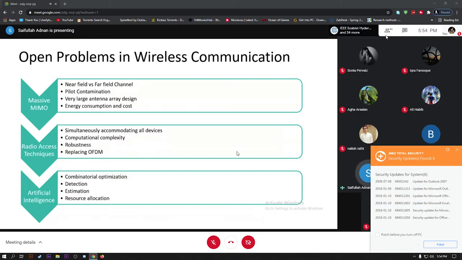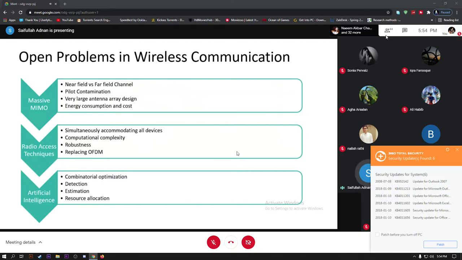So in this technology, everyone can work to design the distance based channel. How, if the user is moving farther from the antenna or the base station, can the channel be designed to communicate over a far field channel? Another important topic is pilot contamination. Very large antenna array design, you know, if there is a large number of antennas, how to design an algorithm that can extract your transmitted signal, energy consumption and cost.